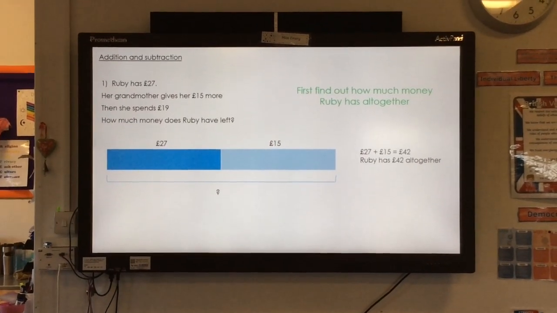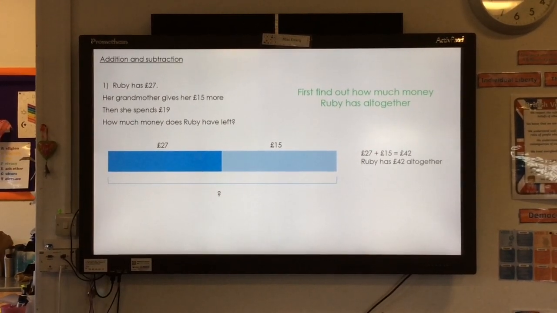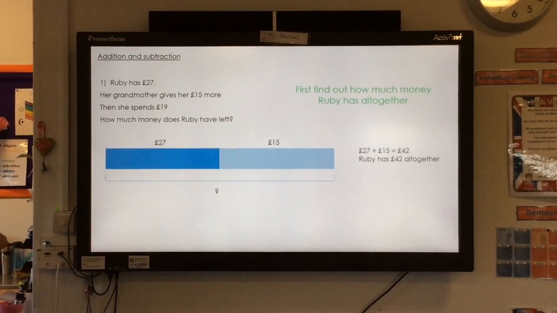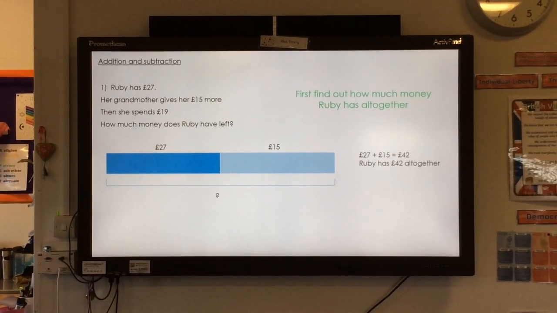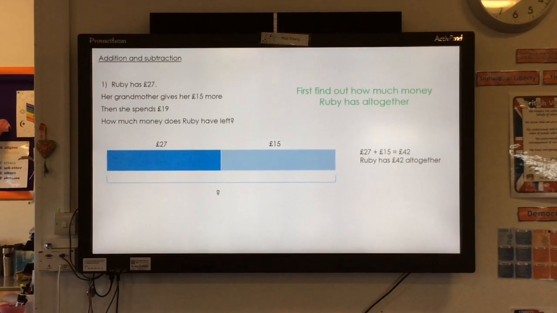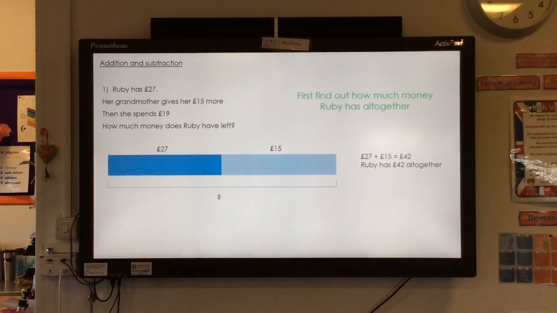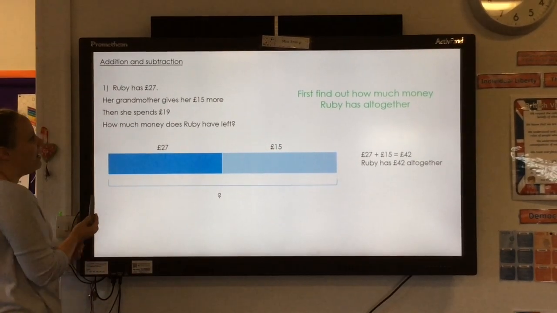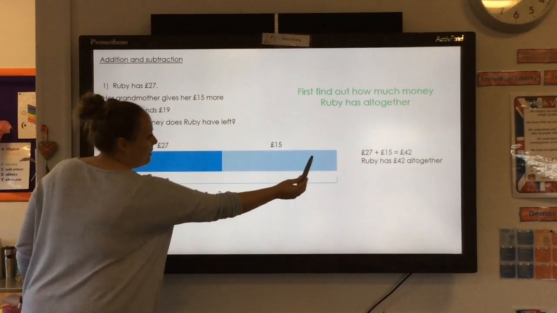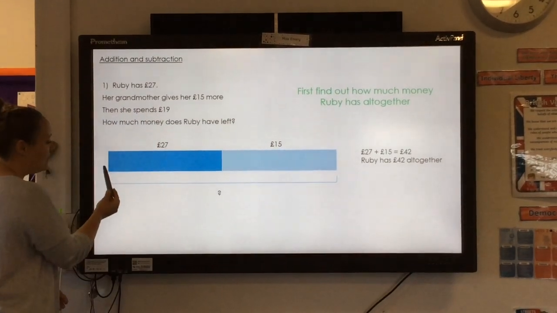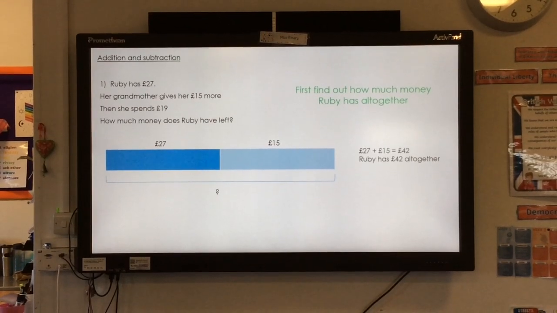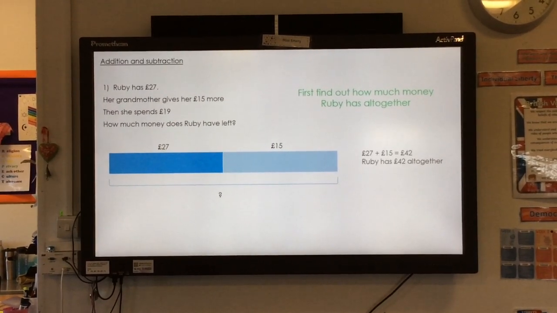Ruby has £27. Her grandmother gives her £15 more. She then spends £19. How much does Ruby have left? So the first thing we need to do is find out how much money Ruby had altogether. Remember, she had £27, but then her lovely grandmother gave her £15 more. So we need to work out how much money she has altogether. So we need to do £27 add £15.